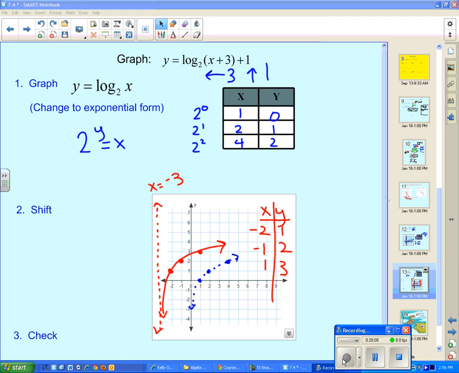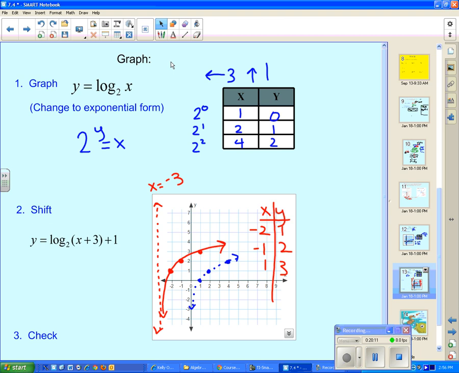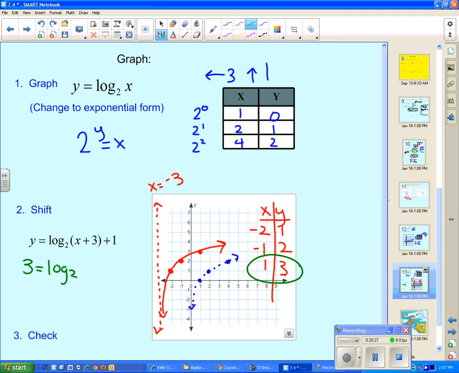Okay, lastly, you guys, before we plug in domain and range, let's show off our log skills right now. And let's check a point. Okay, I'm going to pick this one right here. So let's plug 1 in for x and 3 in for y. And we're checking to see if this is really true. Did we really shift the right way? Did we really have the right original point? So I'm going to simplify over here, log base 2 of 4.